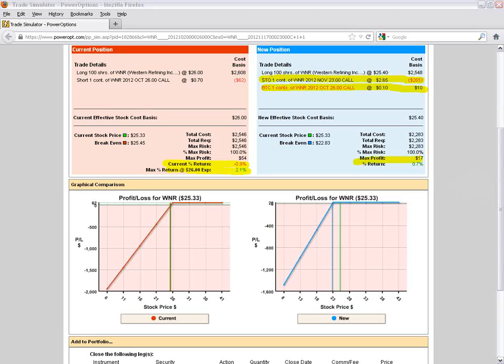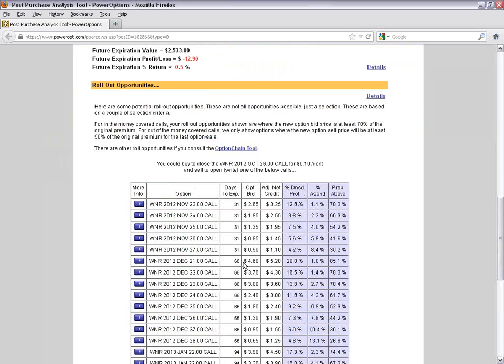Well, this is protective and defensive, but maybe that new return, that potential percent return if assigned, doesn't match your goals. Well, that's all right. Let's go ahead and close this one down. It's just the first one that was shown.